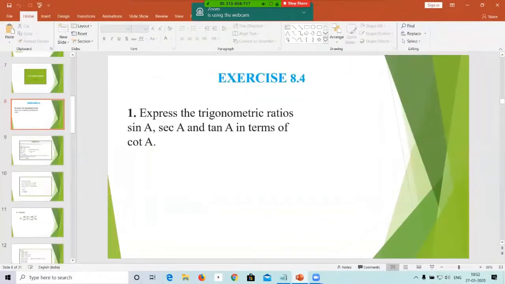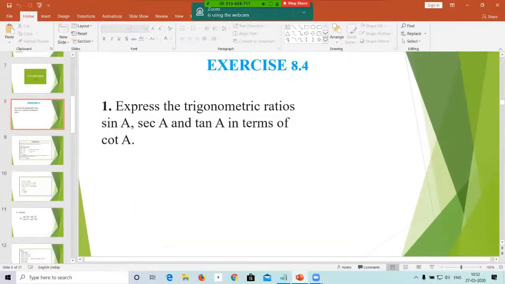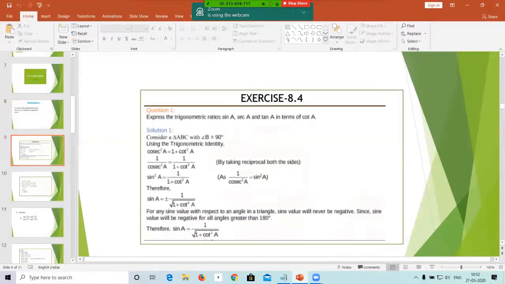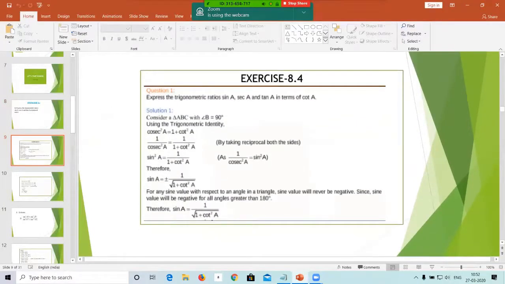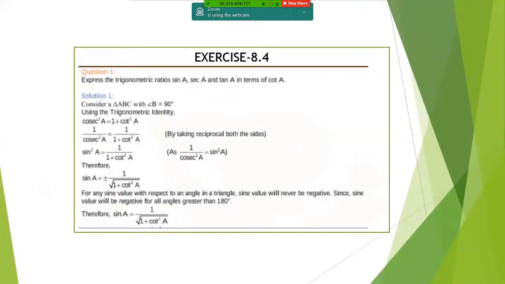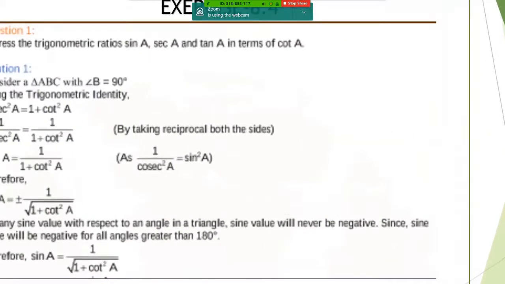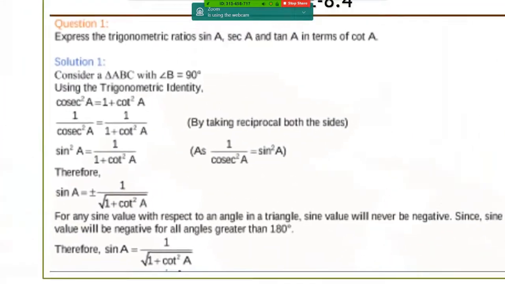Children, when you need to speak out, that time only, please do it. Otherwise, let it be muted. This is the first question from exercise 8.4, where we can see: express the trigonometric ratios sin A, secant A, and tan A in terms of cot A. So let's start with the solving part. You will not write down the question because the question is already there in the textbook. So here we go. Please mute yourself.